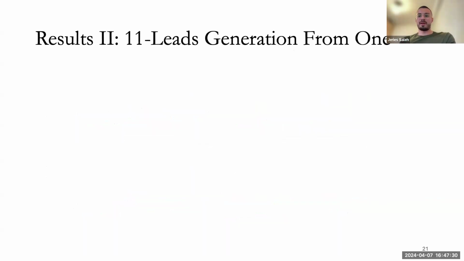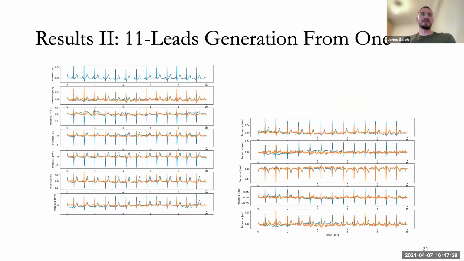Now, another task that I tried was generating 11 leads from one lead. Essentially, we have the one lead, which is the observed data, and we try to generate the other 11 leads. It didn't work as expected, and there's no physiological reason for it to work well, but it's just a proof of concept that it might be possible.